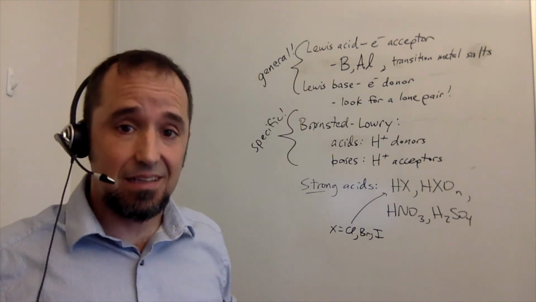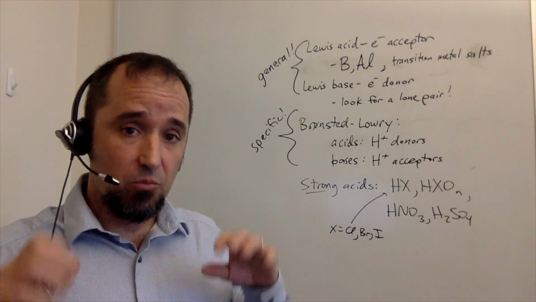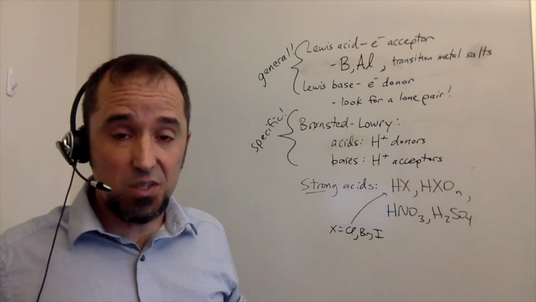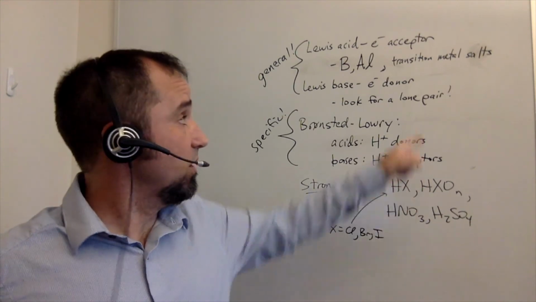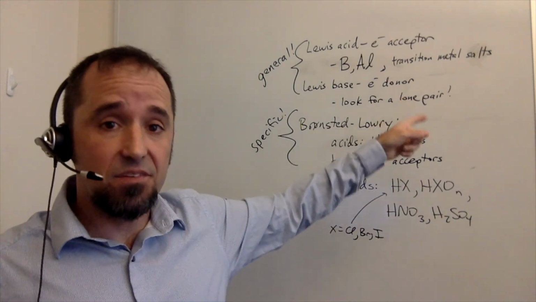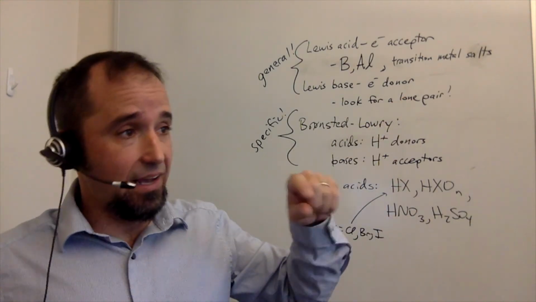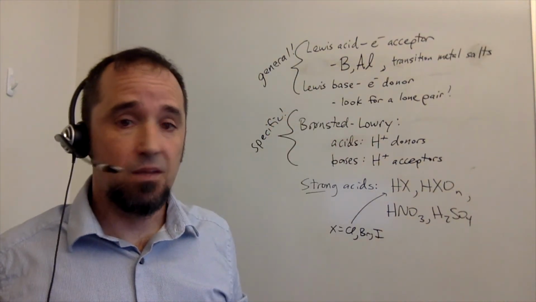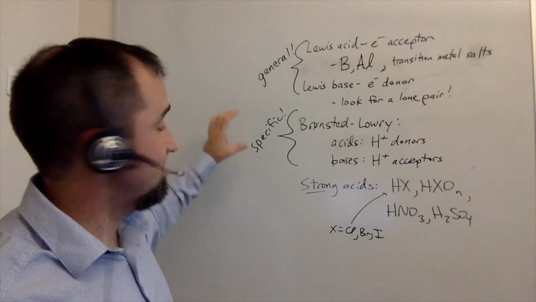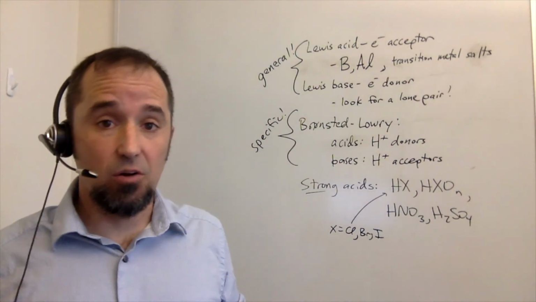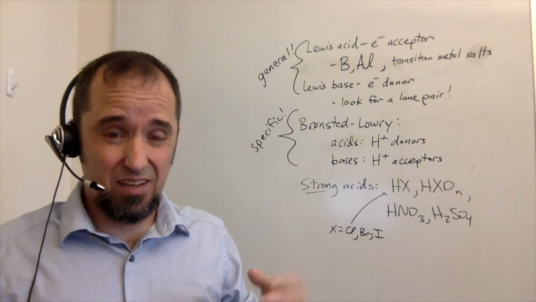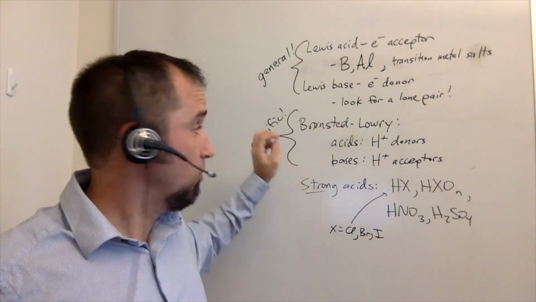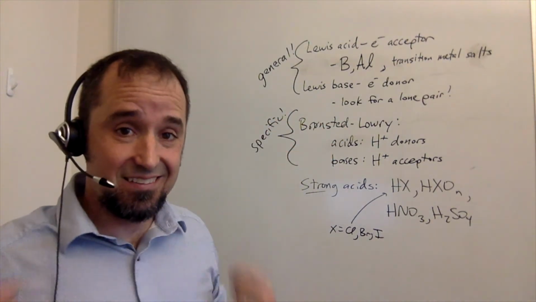Lewis bases, electron donors. When I'm recognizing a Lewis acid, I'm looking for boron and aluminum because they're usually short an octet, or I'm looking for some kind of transition metal salts, often from the top row of that middle part of the periodic table: titanium, iron, cobalt, nickel. When I'm looking at Bronsted-Lowry acids and bases, those are a more specific, a subset of the Lewis case. Bronsted-Lowry acids, proton donors. Bronsted-Lowry bases, proton acceptors.